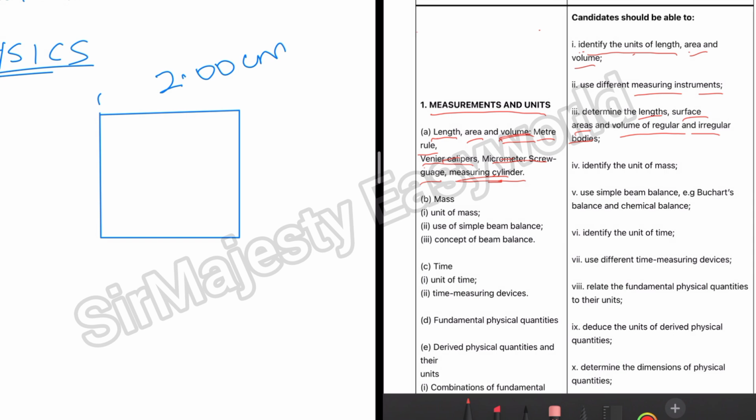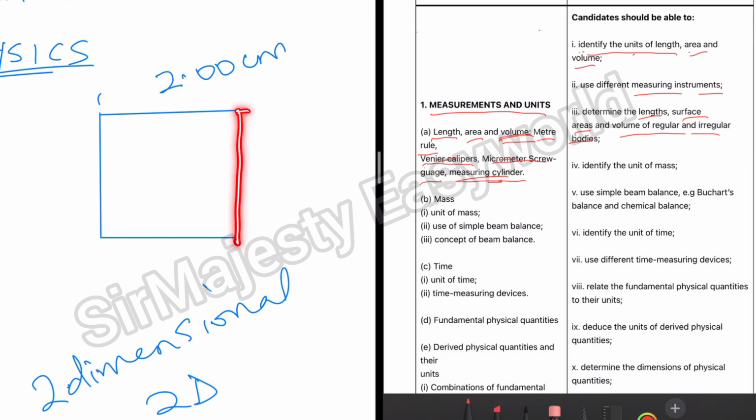I've gotten one reading. I need a second one because, like I said, it is a 2-dimensional shape. You only need to get 2 readings from a 2D shape. I get my length. Another thing I do is I get this measurement from here to here. This is called the breadth. Let me say I measure it and I get something like 3.00 cm.